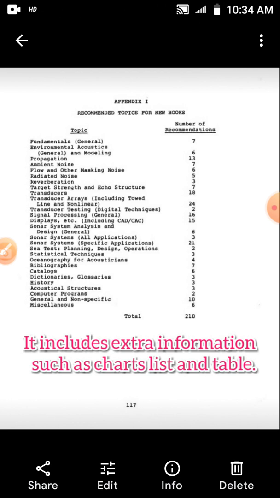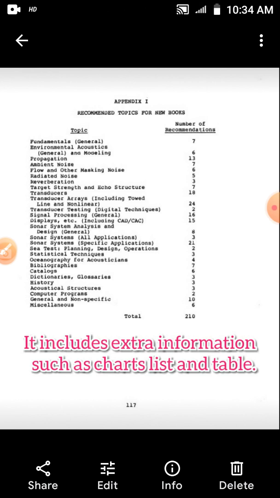Okay, then the next is appendix. Appendix is next to the body of the book, located at the back side of the book, not in front. When all the chapters are finished, only after that the appendix comes. It includes extra information such as charts, lists and tables. In the last pages extra topics are given for reference, along with recommended books or page numbers where you can get the information about this topic.